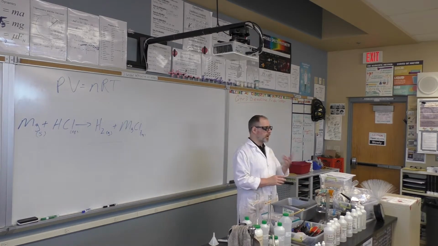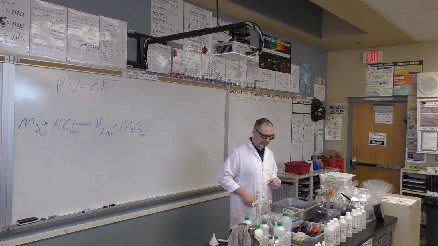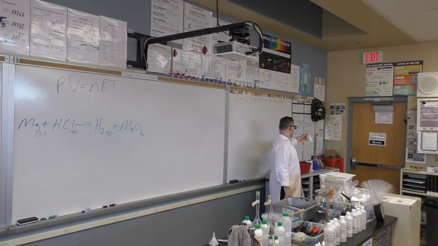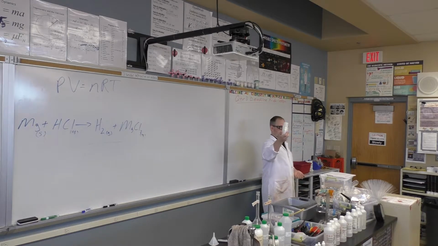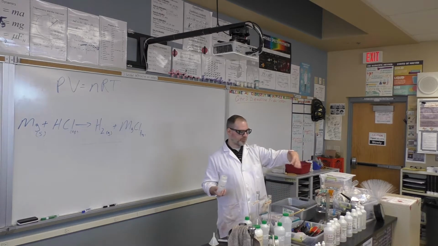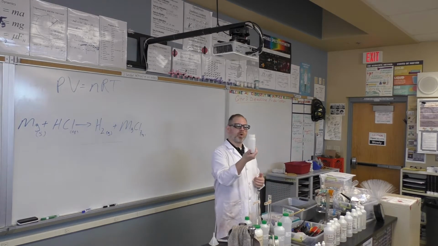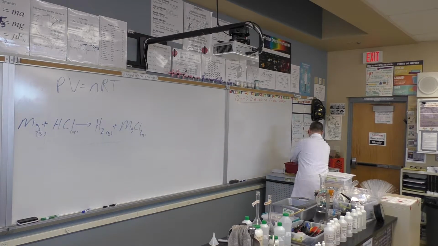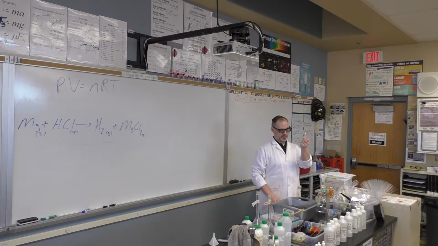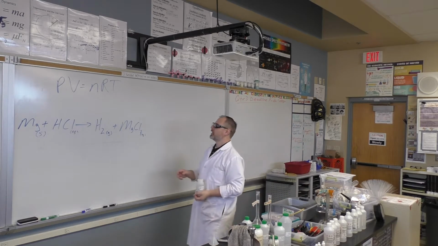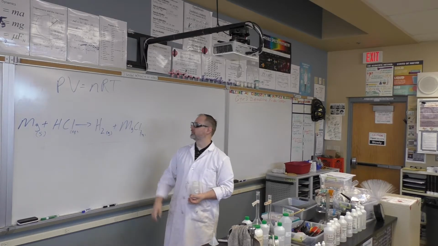So hydrogen's got a molar mass of 2. What we're going to do is take some 1 molar hydrochloric acid from these guys. Don't grab AP Chem's hydrochloric acid because it's not concentrated enough. So 1 molar hydrochloric acid, and we're going to put in a piece of magnesium. Magnesium loves to react with hydrochloric acid, and when it does, it makes hydrogen gas and magnesium chloride.